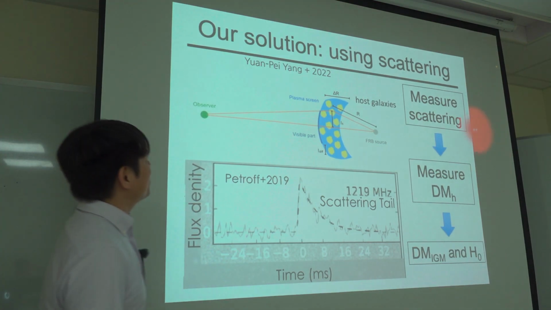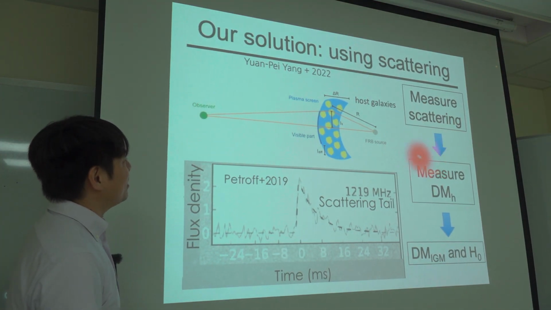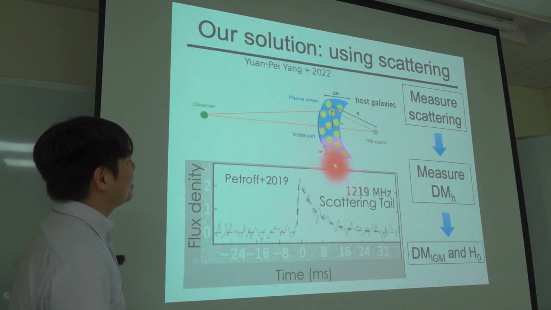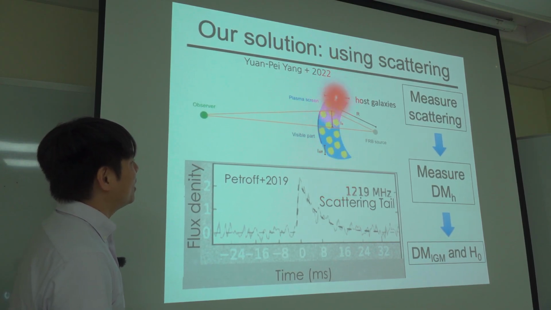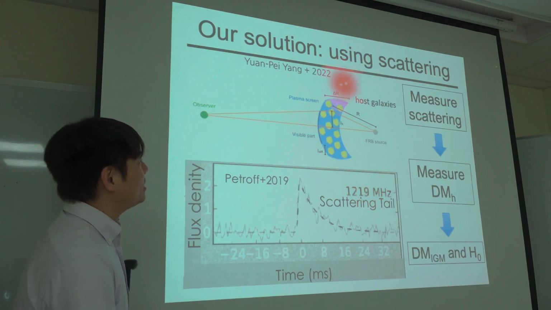Let's say there's an observer here, and then a Hubble source here. And then this is a schematic diagram of plasma. Again, this is about the plasma, okay? Let's say this is the host galaxy here, and inside the host galaxy, there is plasma here, okay?